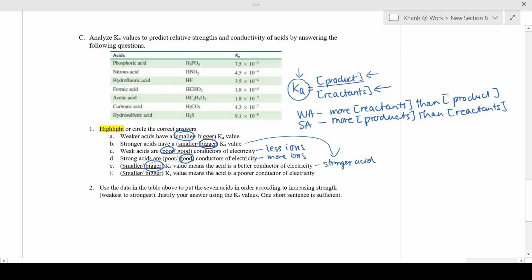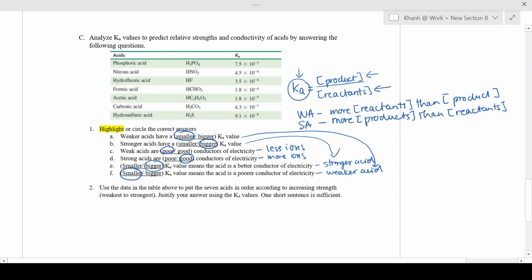F. What Ka value means the acid is a poor conductor of electricity? Well, if it's poor, that means that it has fewer ions in the solution, and that would mean that it's a weaker acid. And what kind of Ka value corresponds with a weaker acid? Something that's a little bit smaller, just like how they said in A here. So then my answer is small.